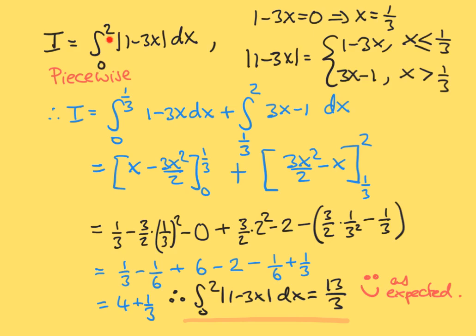So we can break up our integral into two integrals. An integral from 0 to 1/3 of 1 minus 3x with respect to x, plus an integral from 1/3 to 2 of 3x minus 1 with respect to x. And we talk about piecewise integration. So we are breaking up the range of integration into pieces, and we integrate over the separate pieces.